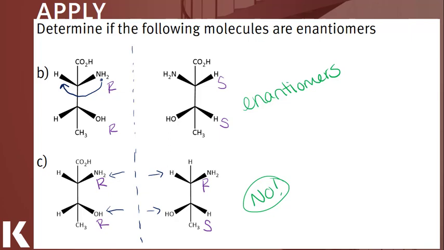So keep in mind that if you can quickly see that they are clearly mirror images or they are definitely not mirror images, then you may not need to go through and find the RS designations. But if you do, the easiest way to do that is to make a Fisher projection. Now, you should feel more comfortable recognizing enantiomers.